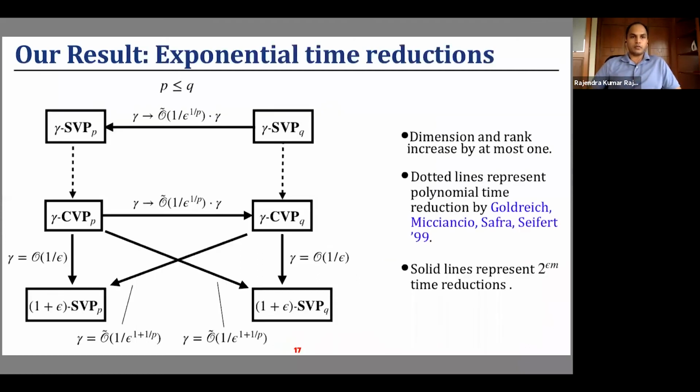So this is a pictorial view of our result. The dotted line represents the already known results by Micciancio from 99, and the solid line represents the reduction in this work.